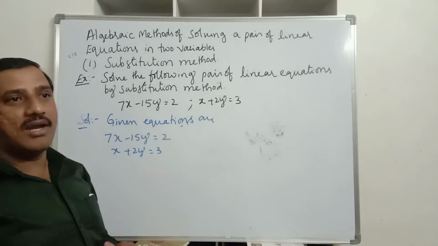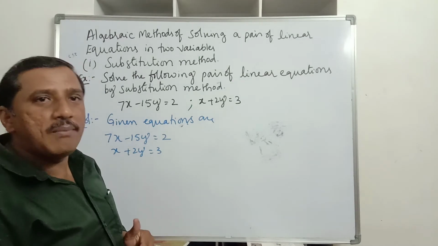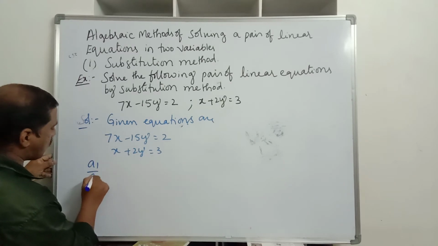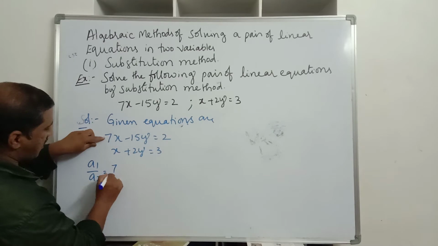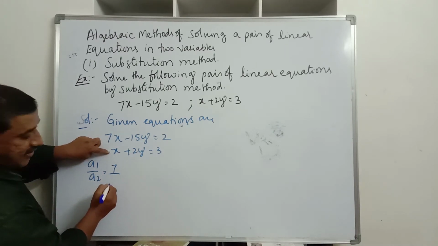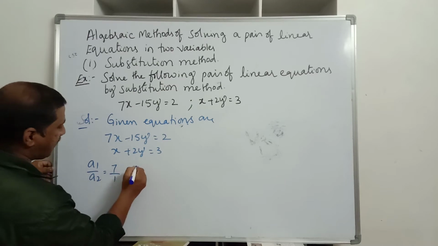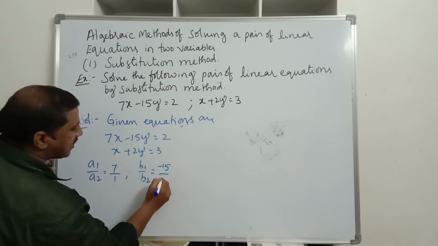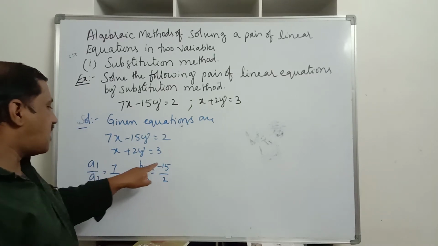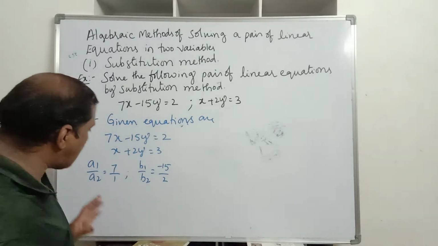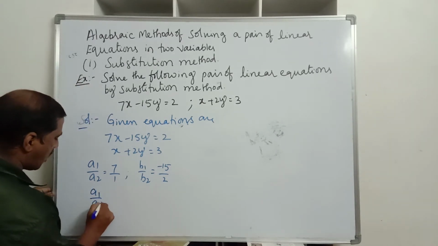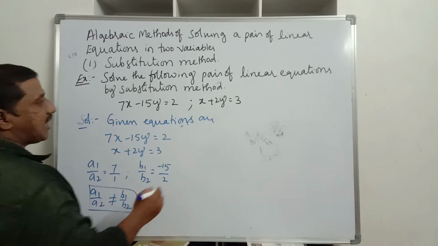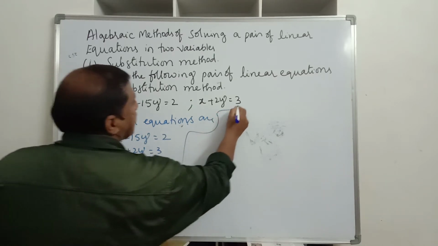When is this method applicable? If a1 by a2 is not equal to b1 by b2, then this method is applicable. So first find a1 by a2. a1 is equal to 7, a2 is equal to 1, the coefficient of x, so that is 7 by 1. Similarly, b1 by b2, b1 is equal to minus 15, b2 is equal to 2. So here 7 by 1 and minus 15 by 2, are they equal? No, they are not equal. a1 by a2 is not equal to b1 by b2. Therefore, the substitution method is applicable.